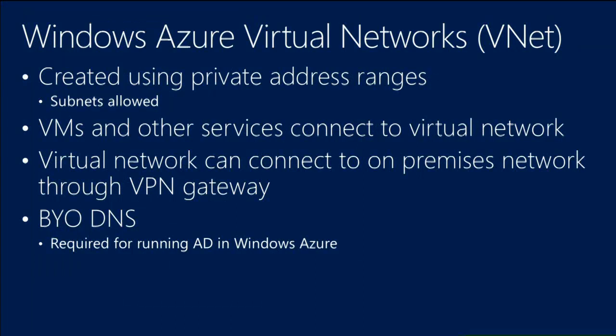Okay, VNet, the Windows Azure Virtual Network. What we do is we create it using private address ranges, and you can subnet it. So I can say I'd like the 10.20 as my VNet up there, and 10.20.10 is one network, 10.20.20 is another network, and so on. And then VMs and other services connect to the virtual network.